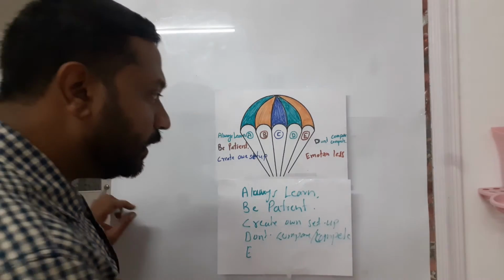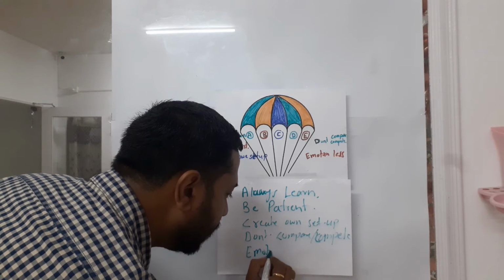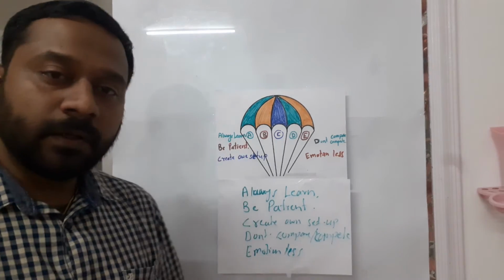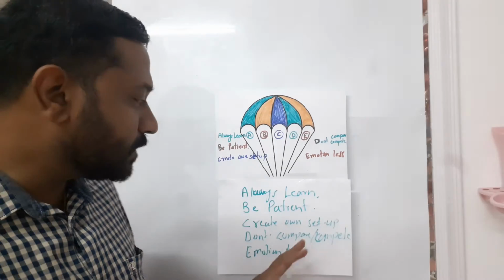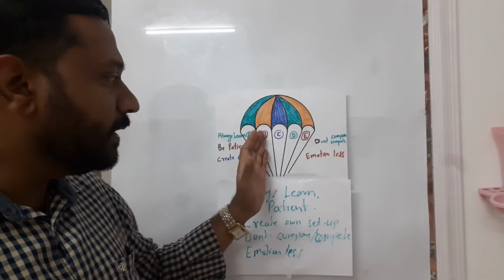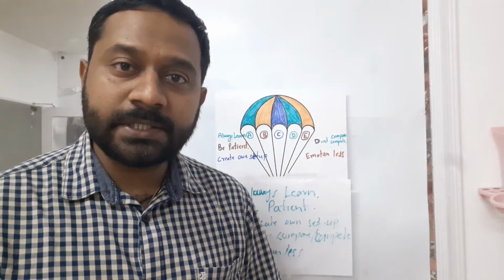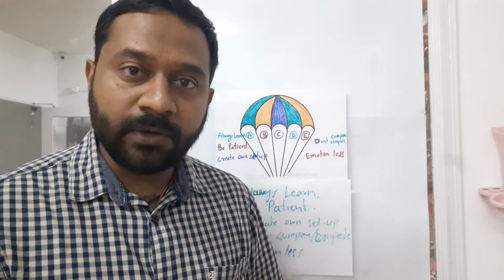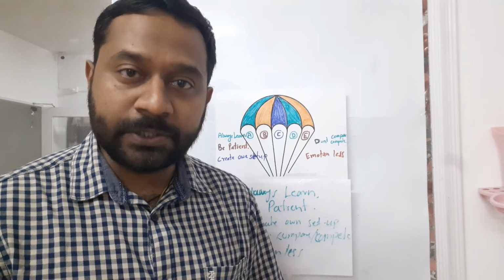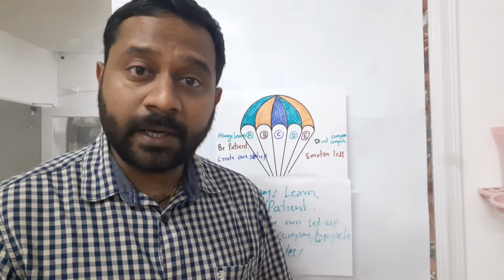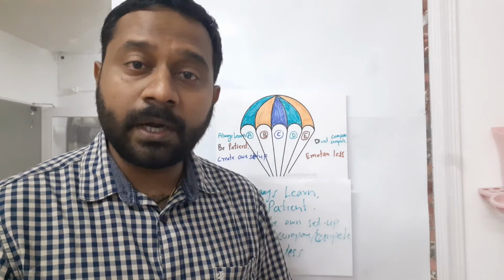Then the last point, E. E stands for emotionless trading. These are the parts of a parachute, the five threads A, B, C, D, E. The last thread is emotionless trading. What is emotionless trading? Most of us become emotionally invested in the market. That should not happen. The market is superior to everybody. We cannot compete with the market, we cannot compete with anyone. We should have no emotions.